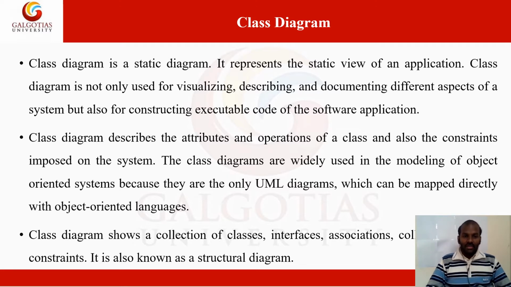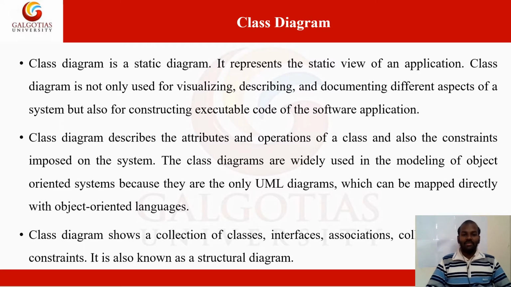A class diagram describes the attributes and operations of the class, and also the constraints imposed on the system, and it can be mapped to most object oriented programming languages. UML stands for Unified Modeling Language. UML plays a major role in designing for any kind of problem statement.